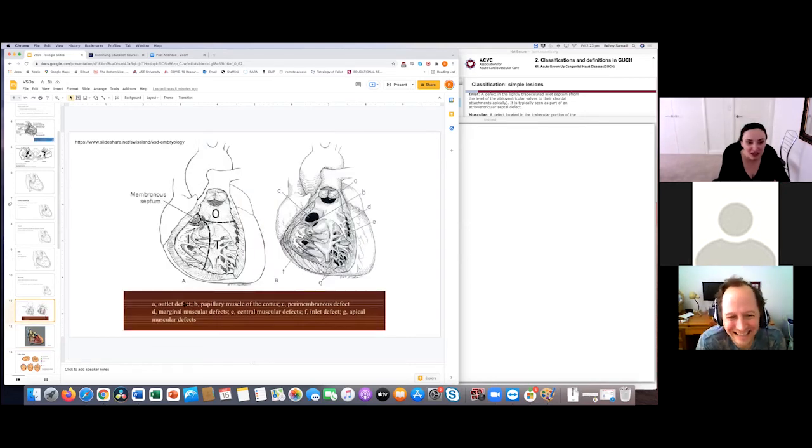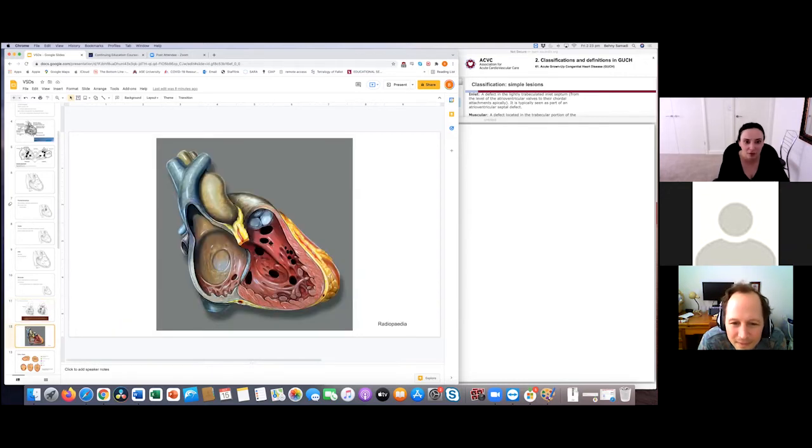So this one says, I think this is outlet defect. They just say outlet defect. And perimembranous. They don't have an extra one here. That's probably still perimembranous, plus outlet, because you can have both.